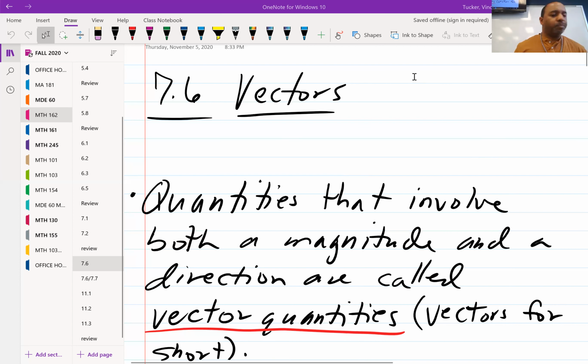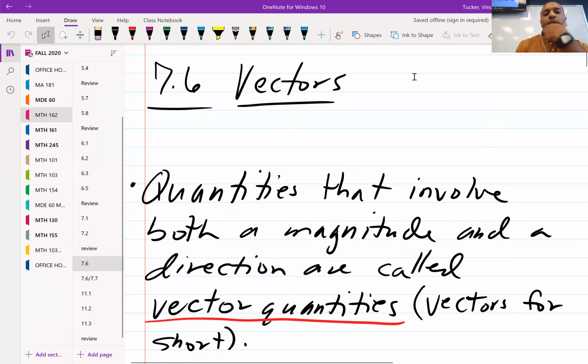All right, so hope everybody's doing great. Everybody's doing all right. Didn't get a chance to check out 7.3 yet to see if I want to go through it. So we'll just go ahead and do 7.6. We have to do 7.6 anyway, so it's not a big deal.